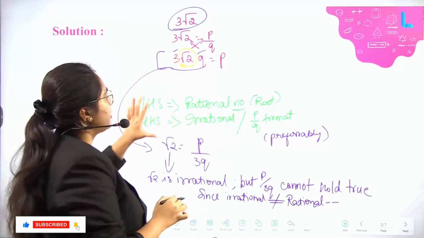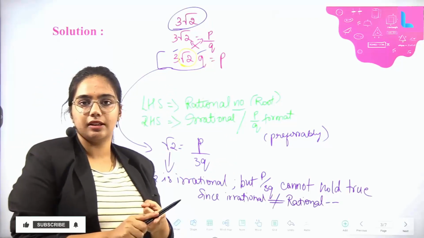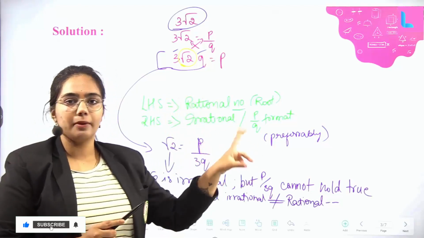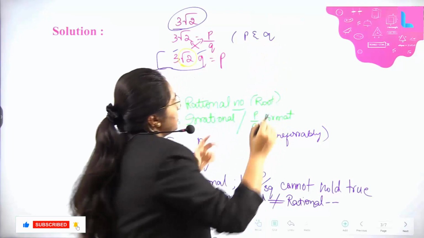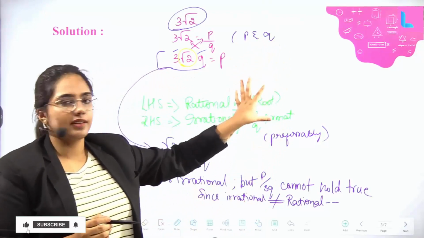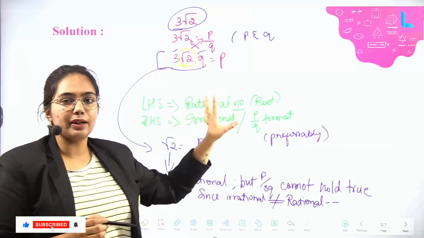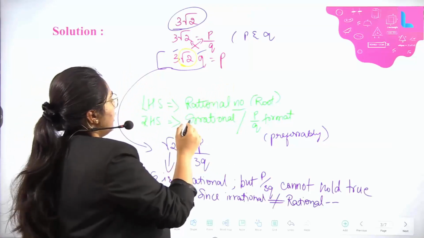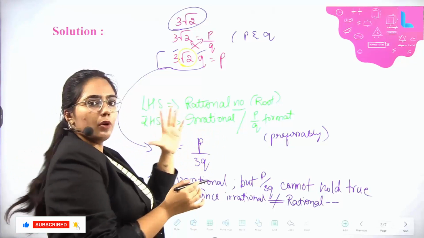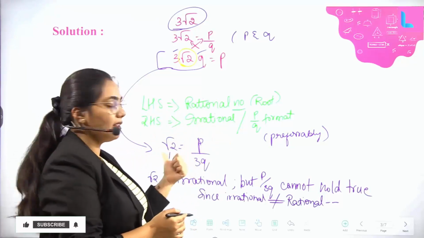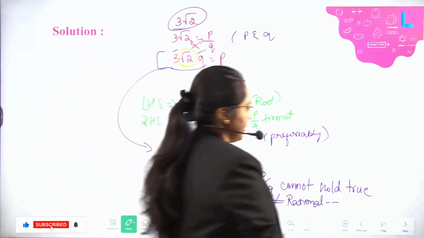This is how you have to solve. First, you just assume that it is a rational number. Then write it in P upon Q format, where after writing this, write P and Q are coprimes, where Q is not equal to 0. That statement you have to write in every question. And then once you solve, just make sure that the root is on the one hand side. And whatever is not there within the root, you have to put it to the other hand.